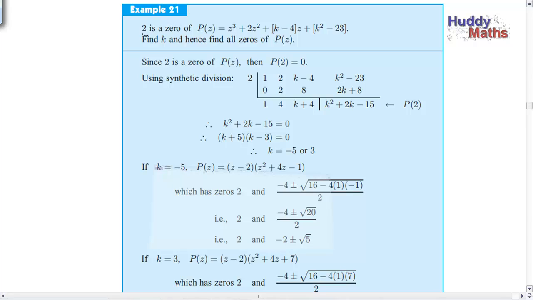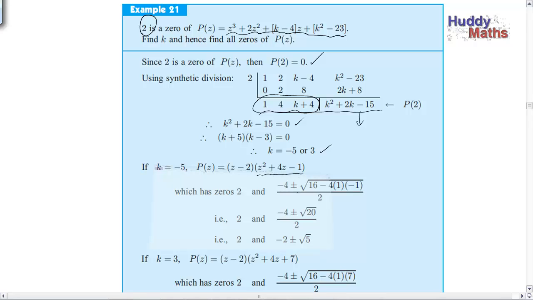So if we know a 0 of a polynomial, here it is, hence find k and all the other zeros. Since 2 is a 0, then p of 2 is 0. So we could put that equal to 0 and find the two values when we sub it in. Now, with synthetic division you've actually got a bit of an advantage, because you can put that equal to 0, but you also automatically have the quotient, so you know that other factor here.